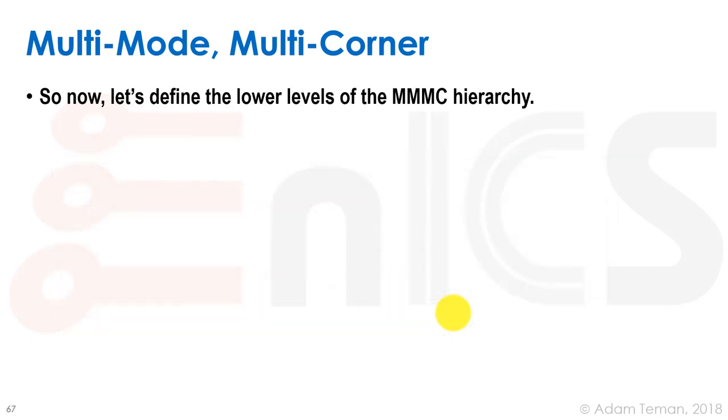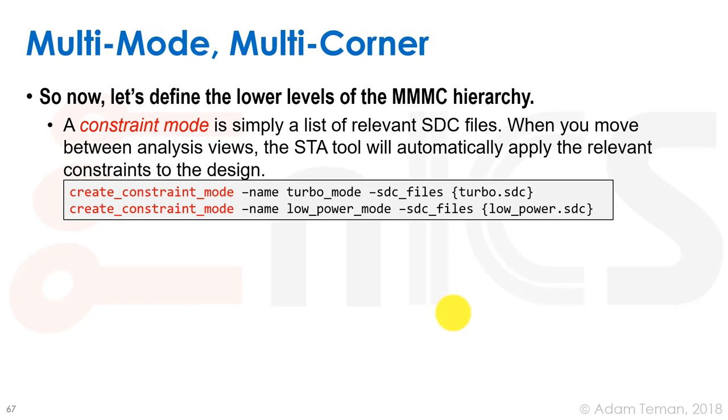Okay, so we're going to define these lower levels. First of all, as we said, the constraint mode is this mode part, and what the mode is, is our SDC, actually the period and the set case analysis and so forth that we want to set on the design. So it's just a bunch of SDC files that define that certain operating mode. Those same SDC files that we would reload and unload and so forth, now we're just going to define them in this thing called the constraint mode and connect it to our analysis view. So what do we do? We write create constraint mode minus name turbo mode, and we give it a turbo.sdc file, and we do the same thing, create constraint mode, we call it low power mode, and we give it a different SDC file. So we finish the constraint mode, and now we know where it came from on the previous slide.